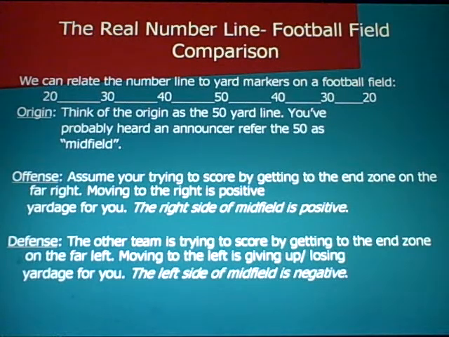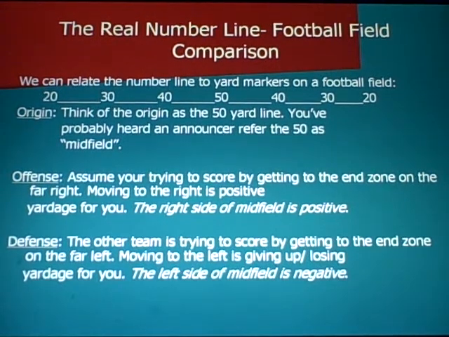So let's do this comparison. Let's compare a real number line to a football field. Think about the markers in a football field. The 50-yard line's in the middle, and as you move one way or another, the numbers get smaller until you get to the goal line, which is the yard line 0. Think of the origin as the 50-yard line. You probably heard an announcer in a football game refer to it as midfield. You cross the 50, you cross midfield.